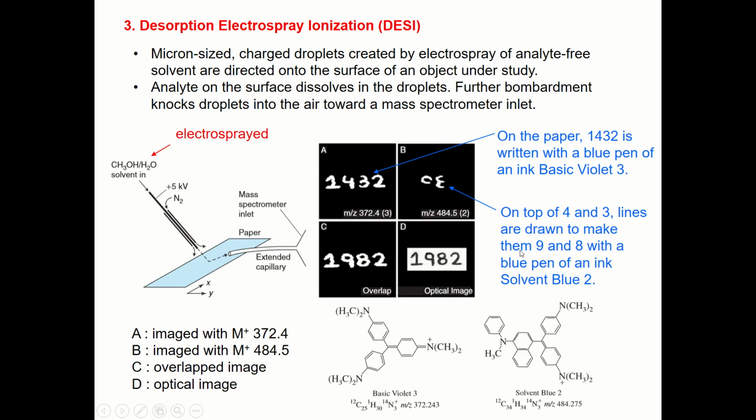So the last technique is desorption electrospray ionization, DESI. Micron-sized charged droplets created by electrospray of analyte-free solvents are directed onto the surface of an object under study. Here, this is electrosprayed. The solvent enters this one, and then inside this part it is electrosprayed.